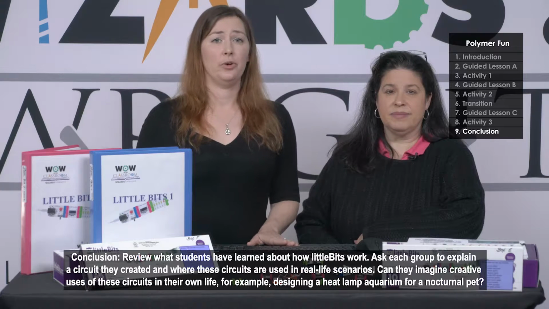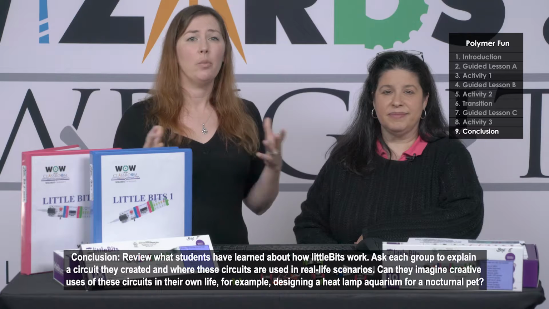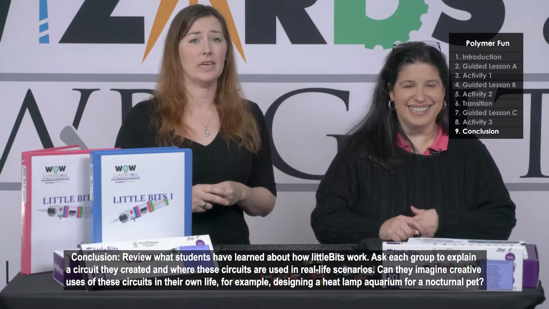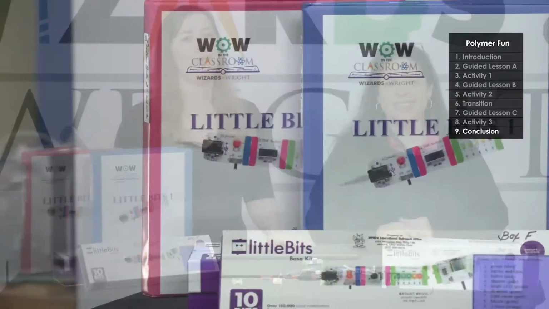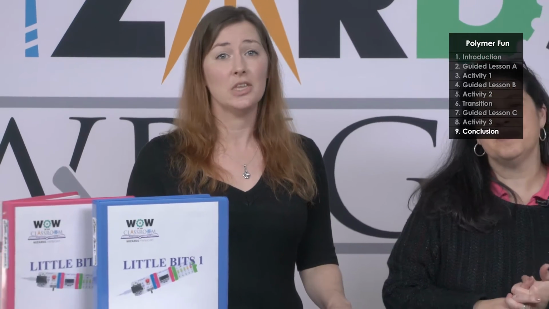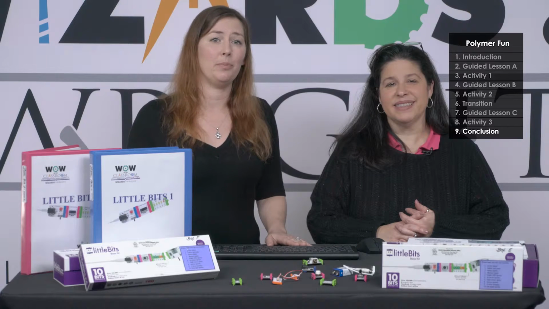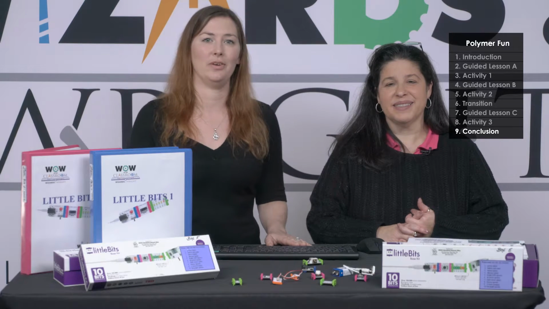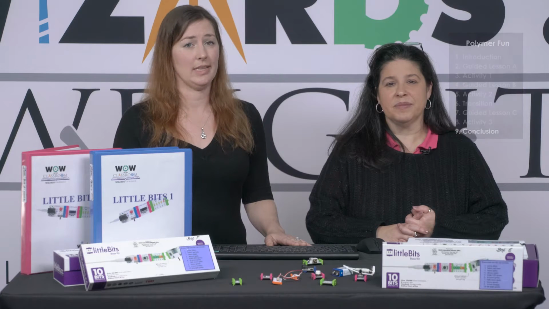Ask students from each group to explain a circuit they created using the terms input and output and where these types of circuits are used in real-life scenarios. Ask them to imagine creative uses for these circuits in their own life. For example, designing a heat lamp aquarium for a nocturnal pet. We will also include a worksheet about the history of electricity. This allows students to go back in time and meet a few of the people who made important discoveries in the history of electricity. The back of the sheet is also a review of simple circuits.